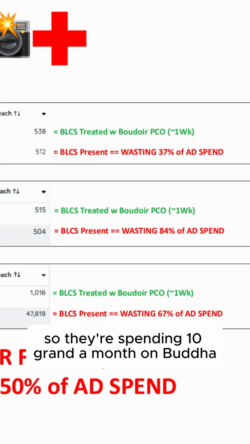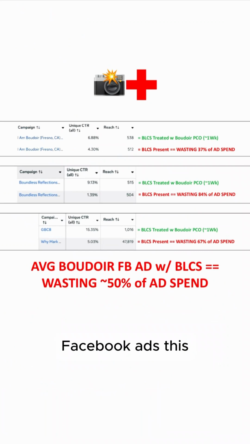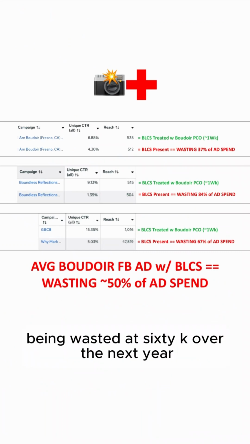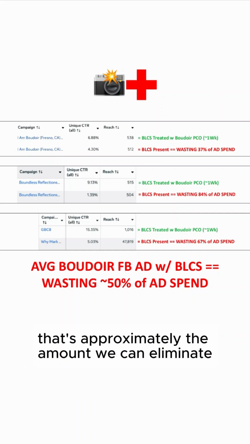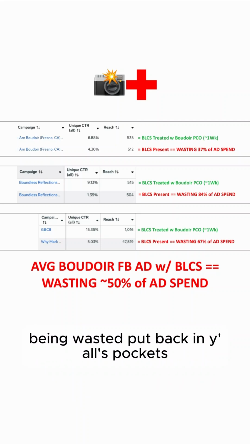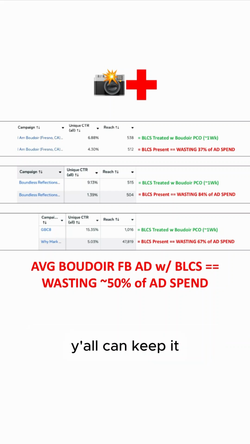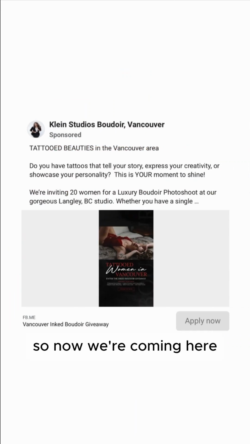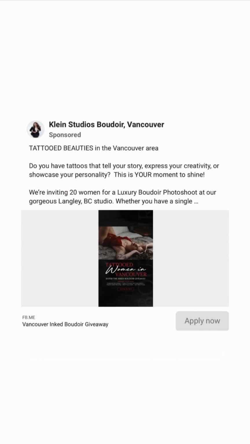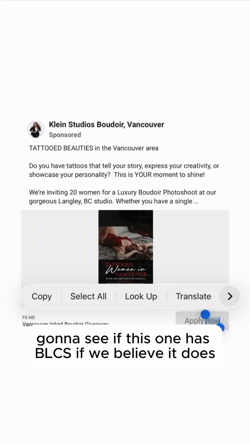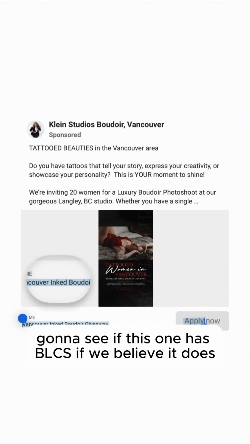So if they're spending 10 grand a month on Boudoir Facebook ads, this means approximately 5K every single month's being wasted. That's 60K over the next year. That's approximately the amount we can eliminate being wasted, put back in y'all's pockets, so y'all don't even have to spend it. Y'all can keep it. So now we're coming here. Gonna see if this one has BLCS or if we believe it does.